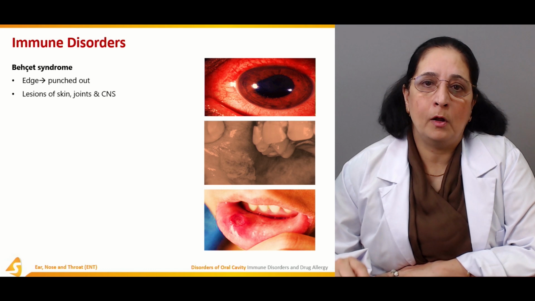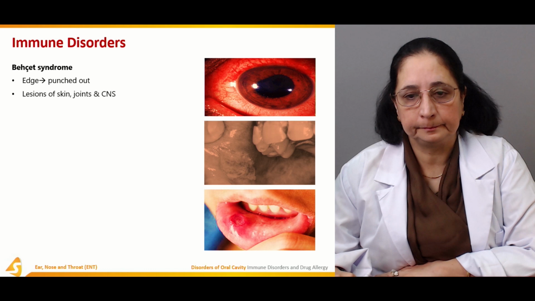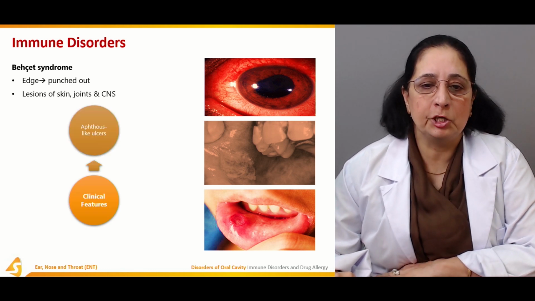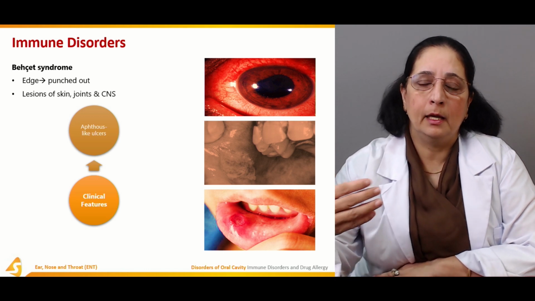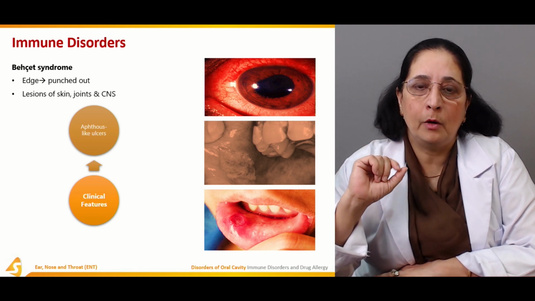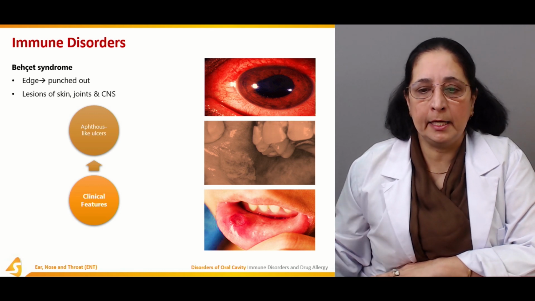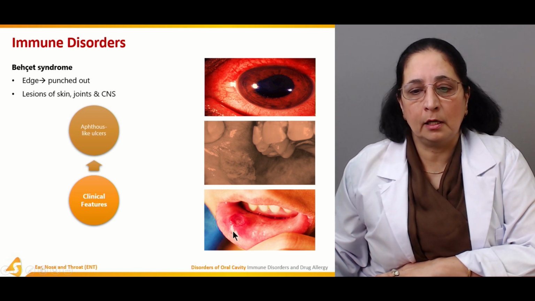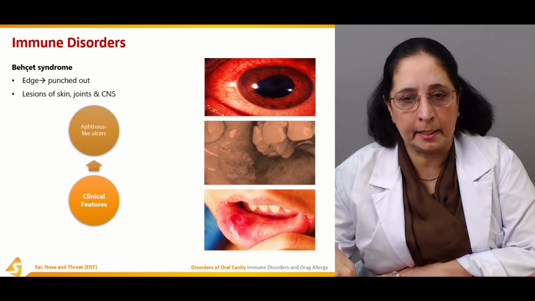It involves the skin, joints, and central nervous system. Clinical features of Behçet's syndrome: we have aphthous-like ulcer. We already talked about how the aphthous ulcer presents. This is the same as the aphthous ulcer, but if you see, the edges are punched out; otherwise the ulcers are the same.